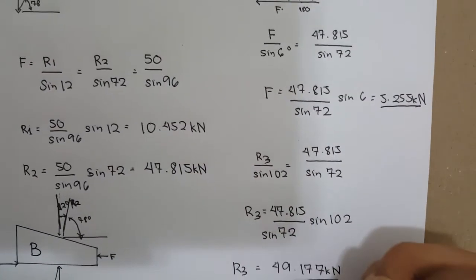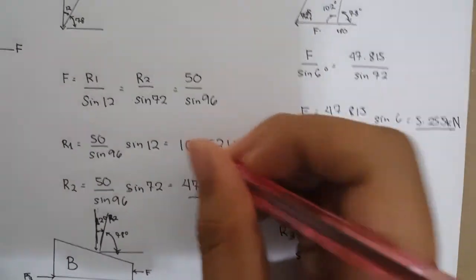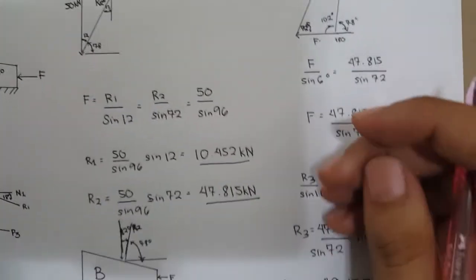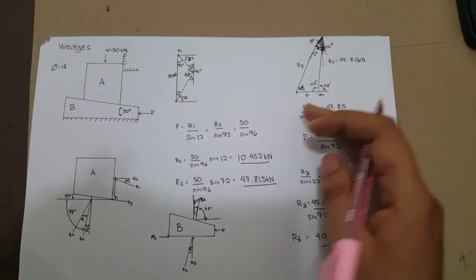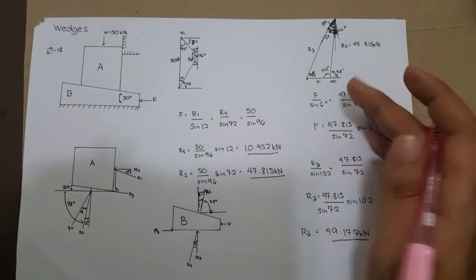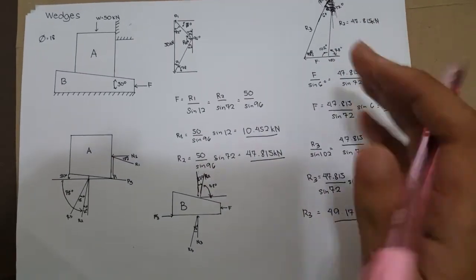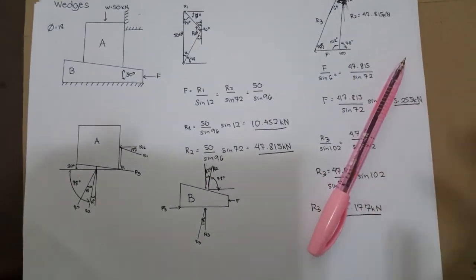So here we have all the values. We have F, R3, R2, and R1. And that would be all for the problem regarding wedges. With the problem number 1, we'll be proceeding with the next reporters. Thank you.